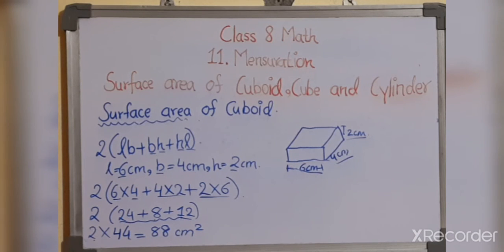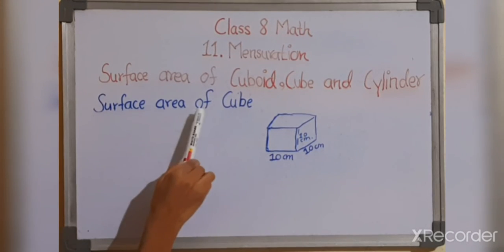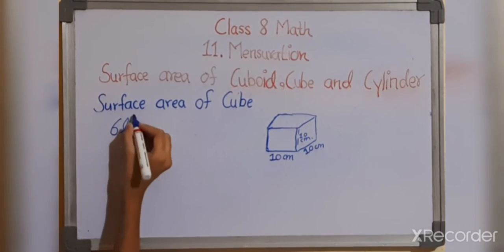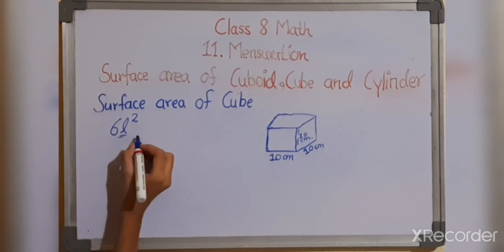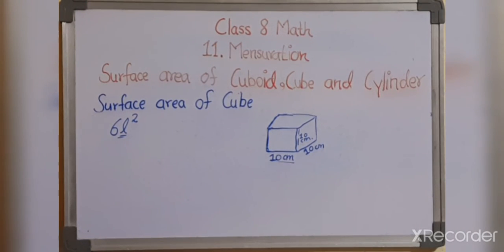Now we will see how to find the surface area of a cube. Surface area of a cube. Now here a figure of the cube is given and we will be finding the surface area of this. So here the formula to find the surface area of a cube is 6L square. So here L is the length and in this cube the length is 10 centimeters.